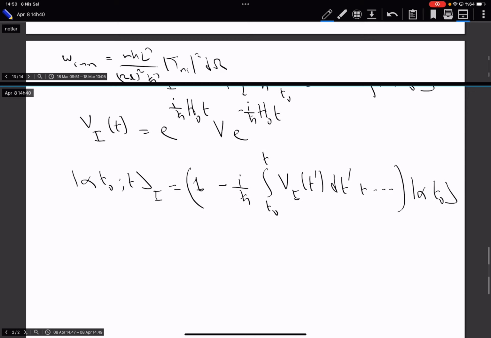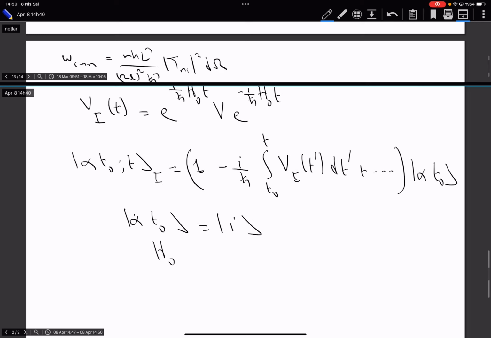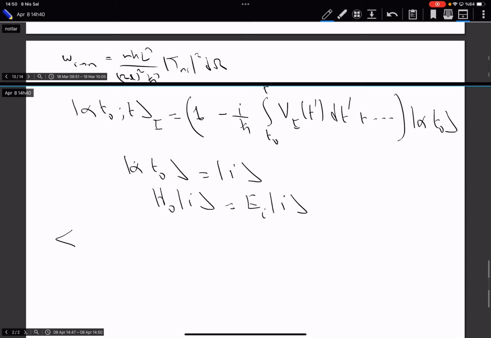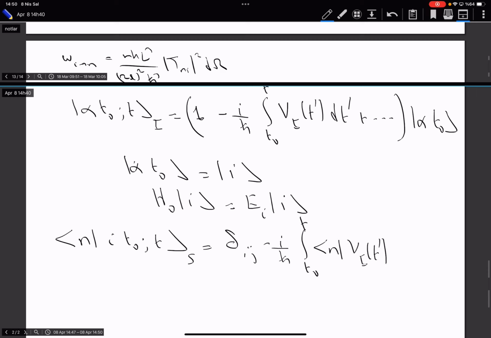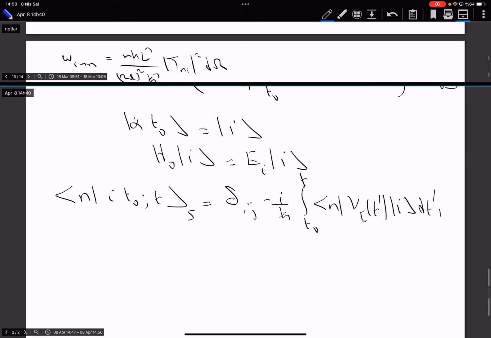And then we say, okay, this is valid in general. Now, if we have an eigenstate of H0 as our initial state, then the transition probability from an initial state I to a final state N, that is basically this overlap, which is the Kronecker delta_IN minus i over h bar integral from t0 to t of <N|V_I(t')|I> dt', plus, of course, all the other terms in the expansion.